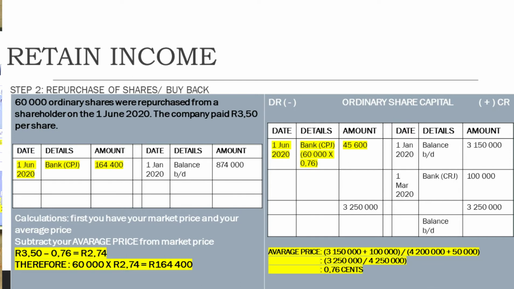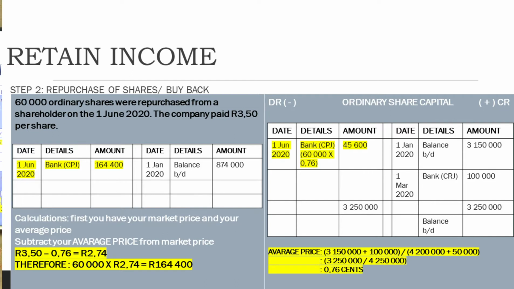Sometimes they will give you different transactions. Maybe they will say 60,000 shares were repurchased on the 1st of June above the market price, meaning that our market price here is R3.50, and above it maybe it will be R4. So it's above the market price. You must go back and make sure that you get your average price. Do not record anything without having your average price. We use our average price to calculate our retained income.